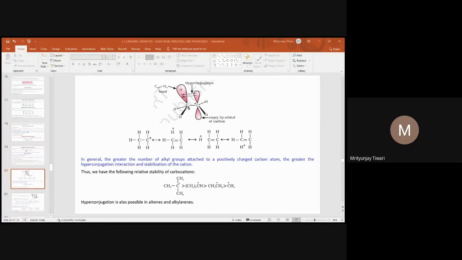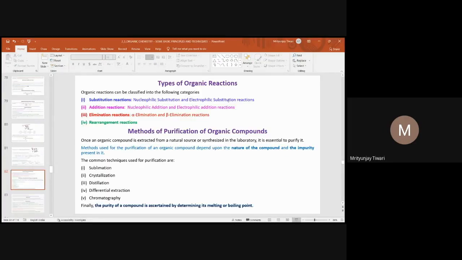Now the methods of purification of organic compounds we'll see, which I'll do in our next lecture.